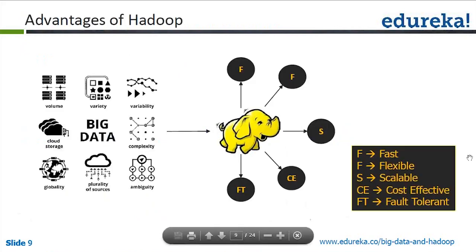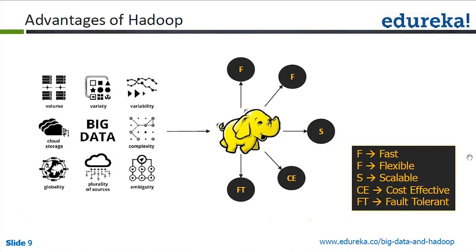Advantages of Hadoop: it can handle huge volume of data, varieties of data. You don't need any structure. It can be audio, video, image, a text file, or it can be structured, right? It's not necessary that it will handle only unstructured data. It can handle structured data as well. And variability, like you can have a small size data, sometimes a huge size, or any complex structured data.